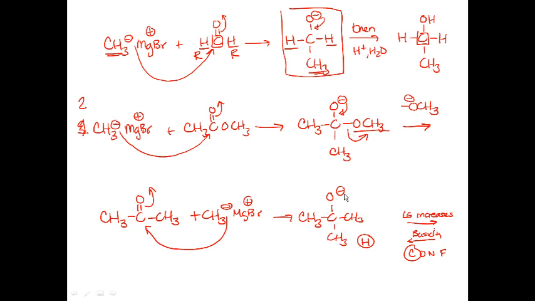Now, as much as this molecule would want to bring a pair of electrons back down here, it can't, because all three groups are either alkyl groups or hydrogens. And so in this case, we would wait around and then add H plus H2O in a second step to form the final product, which would be, in this case, tertiary butyl alcohol.